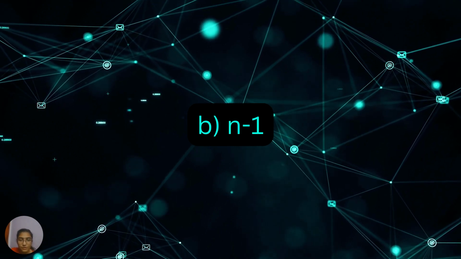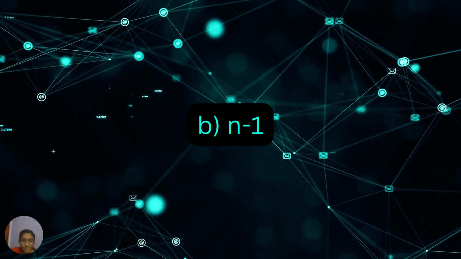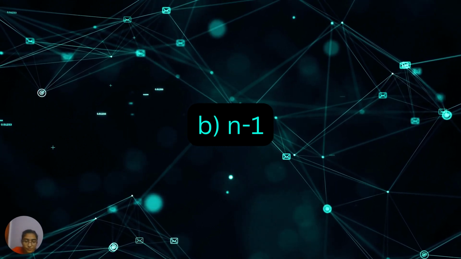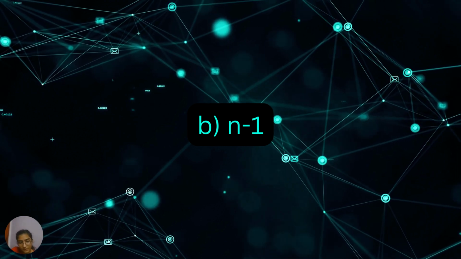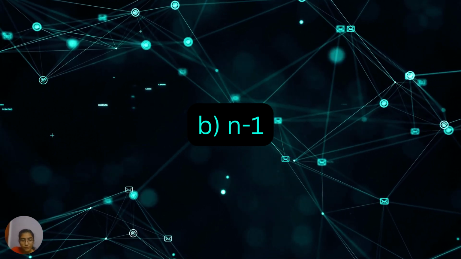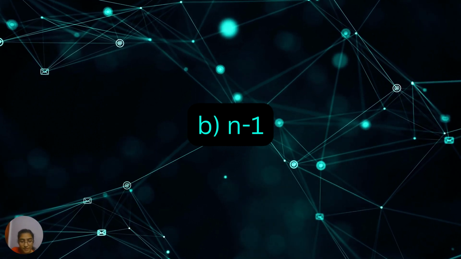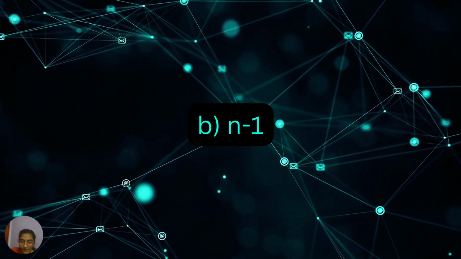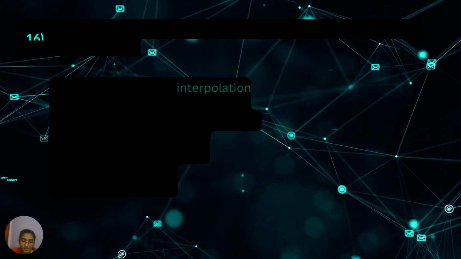Newton's forward interpolation is used to find the value of a function at a data point after the given data point. For this, in Newton's forward difference, the polynomial used in this method has the order n minus 1. So the answer is B, n minus 1. Now let's jump on to the next question.